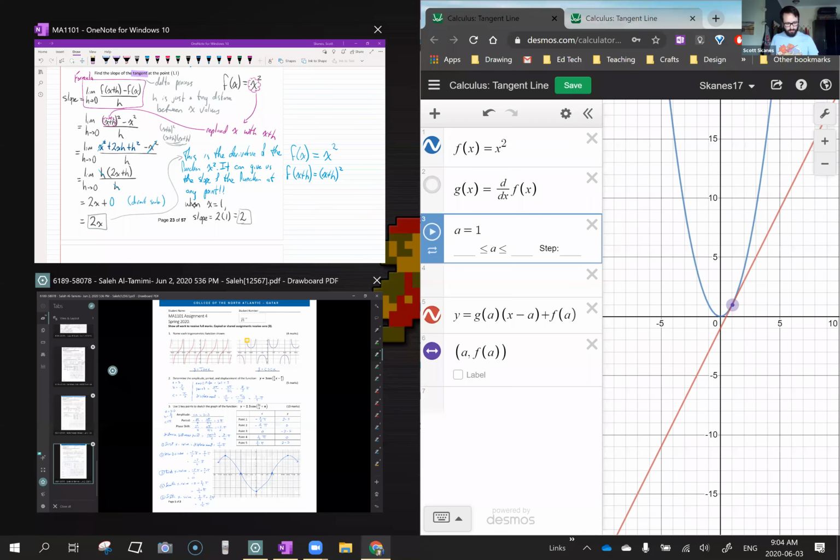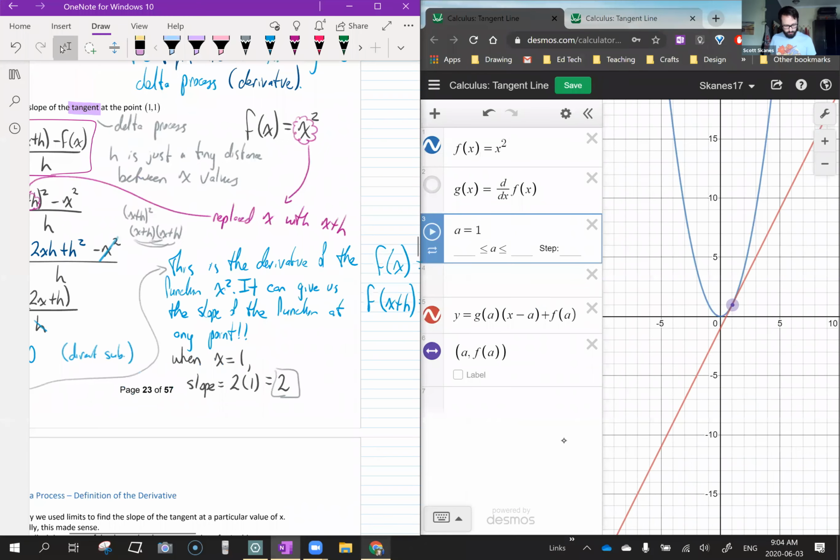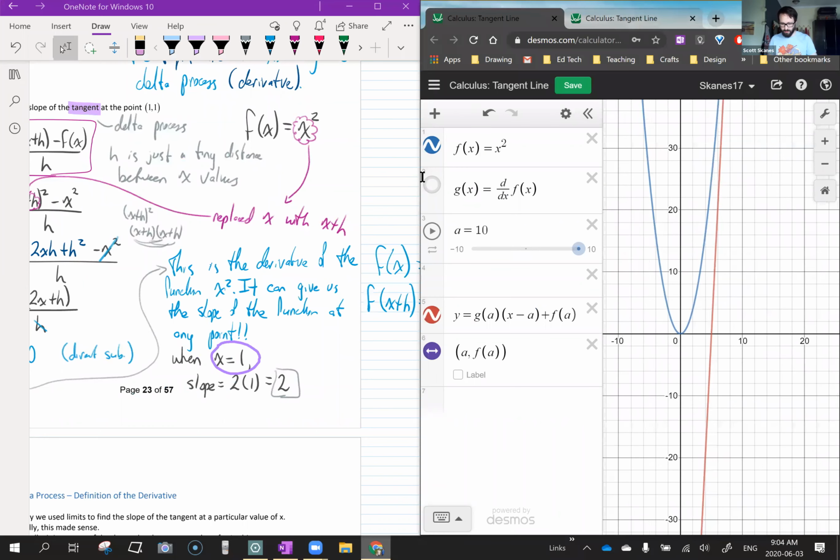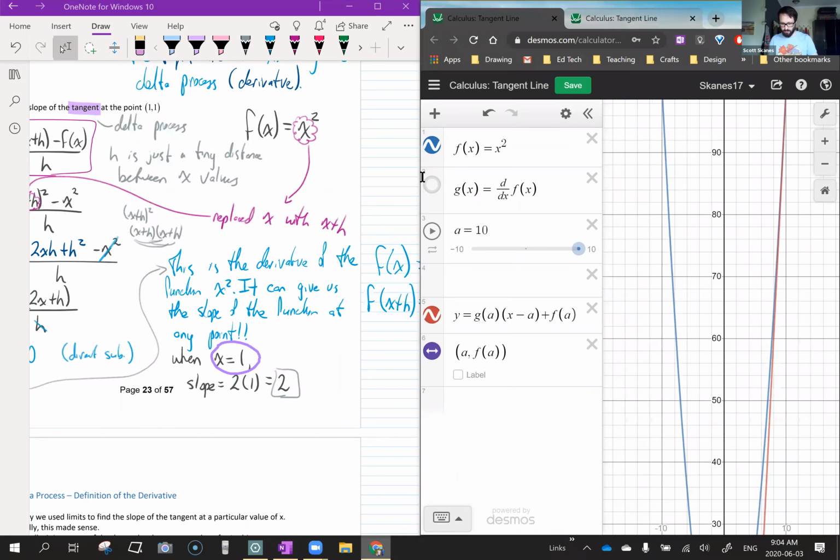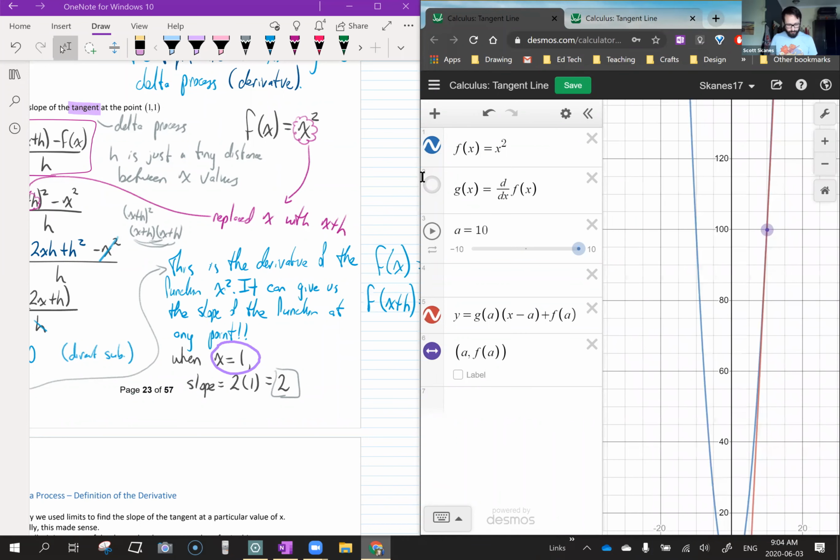Because when x equals 1, the slope will be 2. We can change it. We can say, what about when x equals 10? The slope is much bigger there, obviously. So it's huge. So we just put 10 in. 2 times 10, it would be 20. The slope is 20, so it's really, really, really steep.